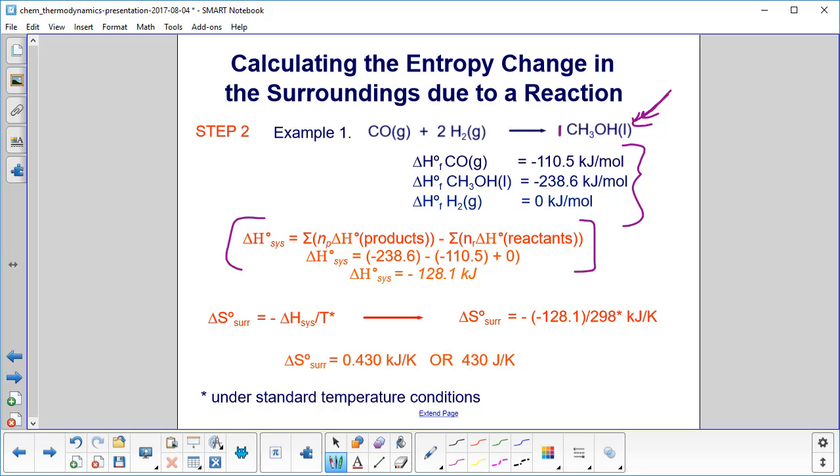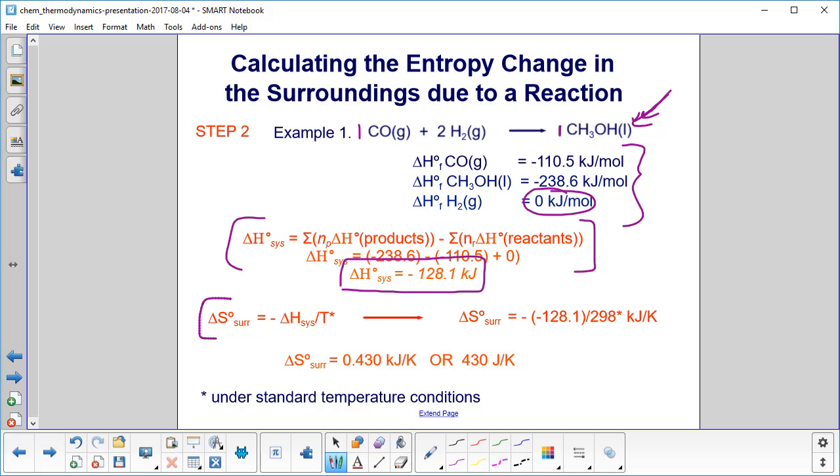Then we go to our reactants. Carbon monoxide has a 1. Hydrogen has a 2. Don't care about hydrogen because it's a 0 here. It's a pure element. So we put the negative 110.5 in here. We subtract out, and we get a standard enthalpy change of the system of negative 128.1 kilojoules.